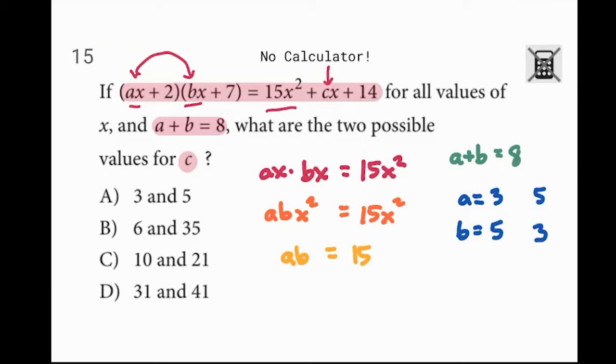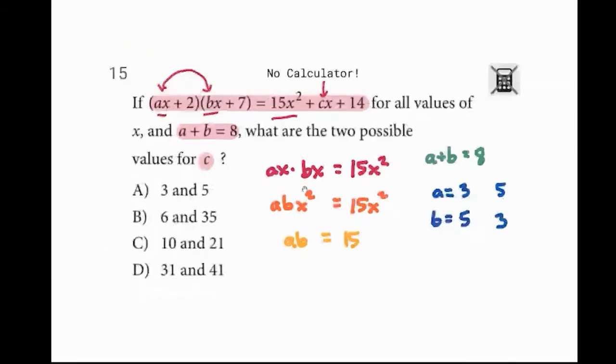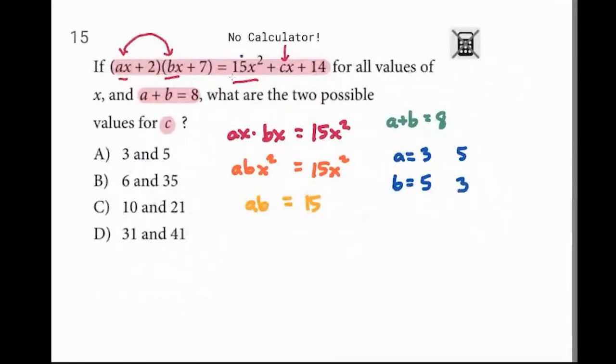Because it could be either of them, because multiplication and addition don't have an order, that's why there are two possible answers for a through d. So what I'm going to do is put in 3 and 5 for a and b for the first one, and then I'm going to switch them up. For the first one, I'll put in 3 for a, 5 for b, plus 7.